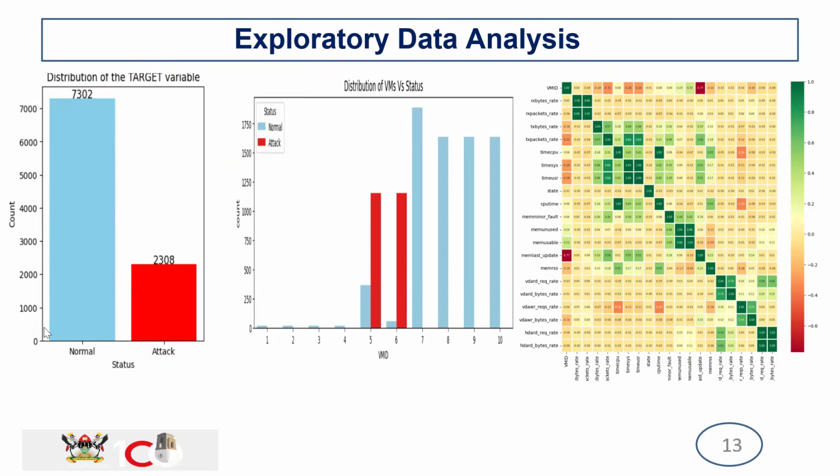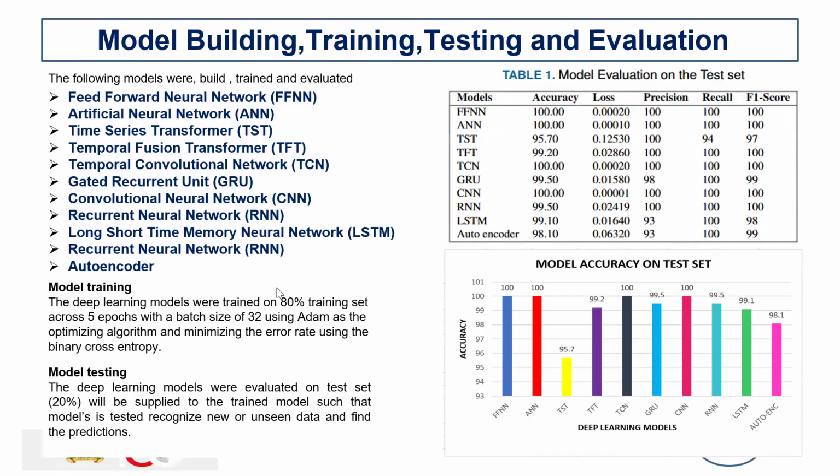From this graph here, we see that most of the virtual machine instances are normal. Then few of them, around 24% of them, are under attack. Model building, training, and evaluation. Deep learning models were built, and this evaluation table shows the model evaluation on the test set, and we see that feed-forward neural network, ANN, CNN are the best performing models.